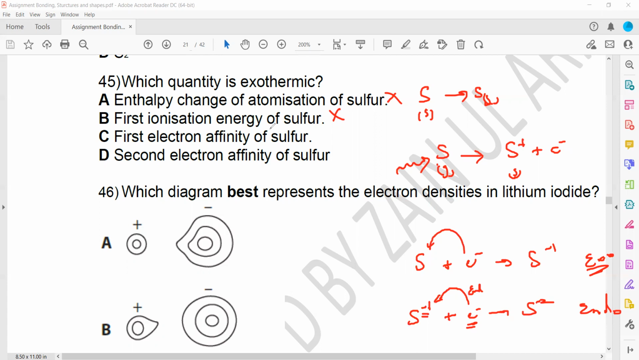So the question is, which quantity is exothermic? Option C is the right answer. Is this example clear? Yes.